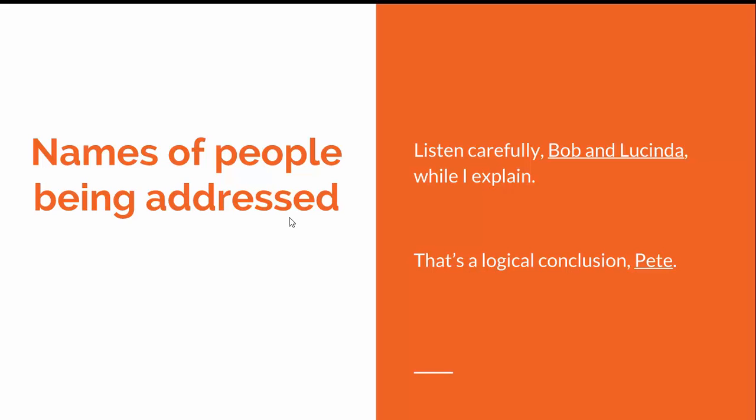Not pictured here, but you could also start the sentence with the person's name. So we could say, Pete, that's a logical conclusion. If we did that, we would put the comma after the word Pete, and then we would continue the rest of the sentence. So it really just depends upon the placement. If it's in the middle, though, we need to remember that we need to have two commas. Very beginning or very end, we only need one comma. Okay, so that's the first type.